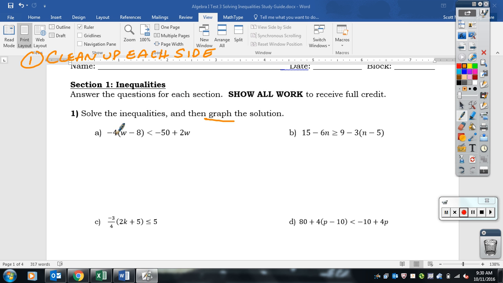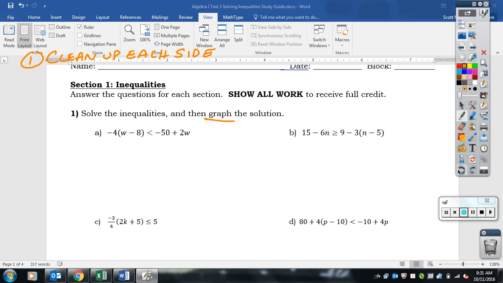If you look at A, here I'd have to do the distributive property. If you look at example B, here again I'm going to have to do the distributive property. Then I'm going to have to combine some like terms. On C, I can distribute or get rid of the fraction. And D, I'd have to again distribute, combine my like terms. So that's step one, clean up each side.